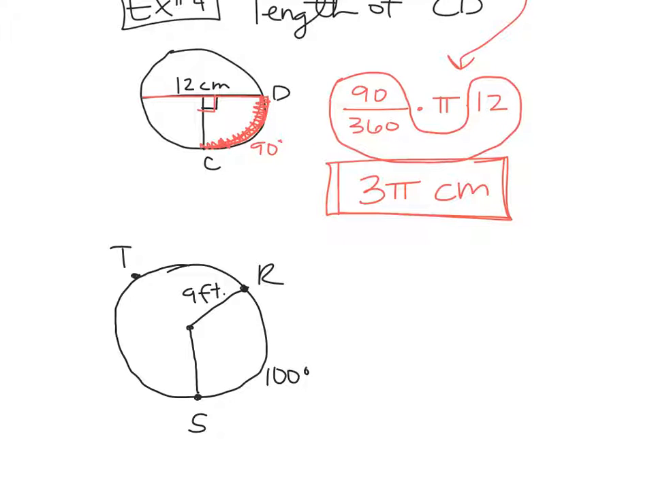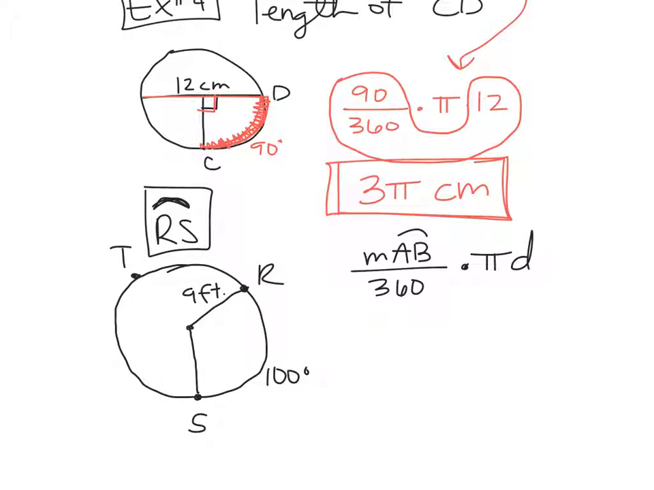Okay, so same formula, the measure of the arc over 360 times pi times diameter. What is the measure if we're going to find arc RS? Okay, so I want to know the length of arc RS. What's the measure of that arc? RS. 100, right? So you're going to do 100 over 360 times pi.